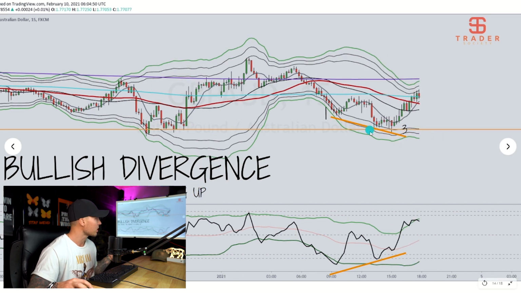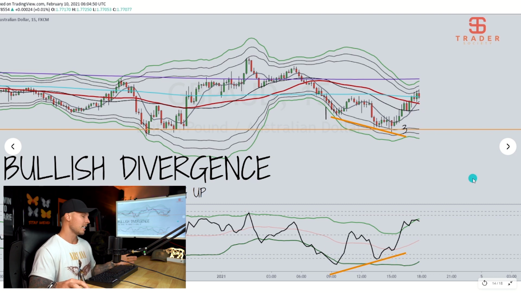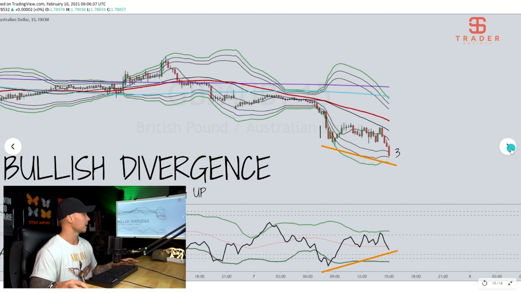And as you can see, market just rejected right off that area, giving us a beautiful setup. Again, price is clearly higher right here than right here, but on our RSI, it's showing us the opposite, indicating that it's a divergent move right there.